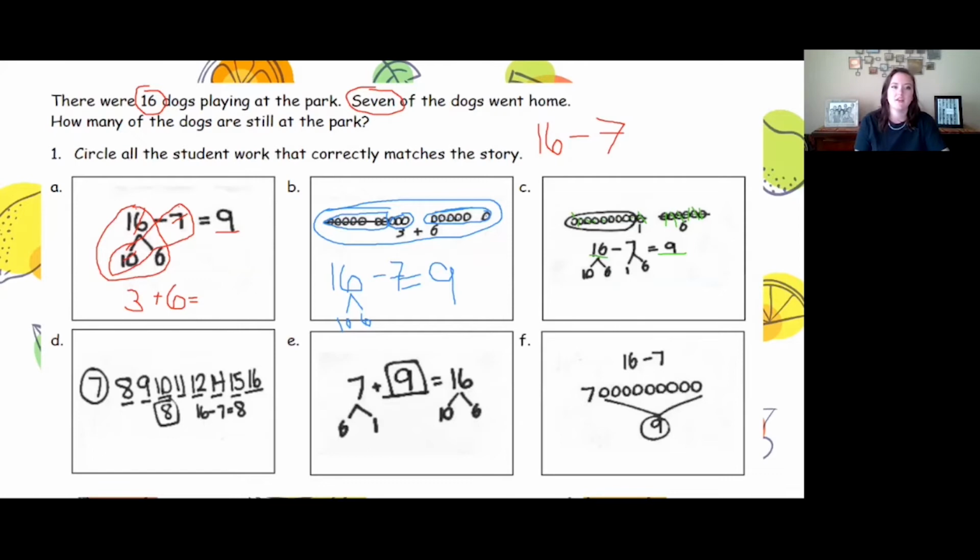All right, so what they did, it looks like they tried to make a number path. So I see 16 minus 7 right here, but you see right here, this is what they got. They got 8. Okay, so why didn't they get the same answer? Let's double check their work. All right, so they started with 7, and then they counted all the way up to 16. So how many does it take to get from 7 to 10? 3. 1, 2, 3. So this was plus 3.